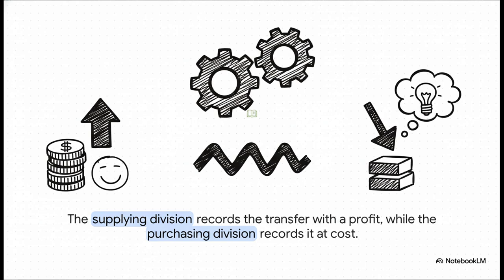You let the selling division record the sale as if they made a profit. This keeps their manager happy and their performance metrics looking good. At the very same time, the buying division records the purchase at the lowest possible cost, which encourages them to buy internally. It's kind of like letting everyone have their cake and eat it too.